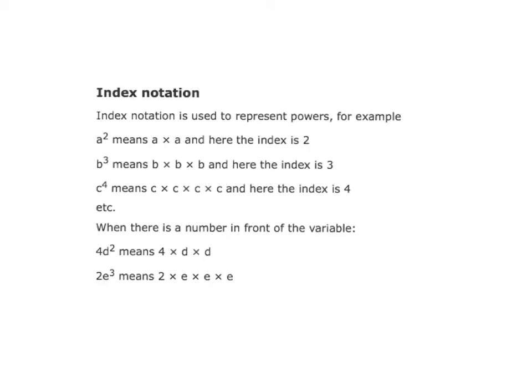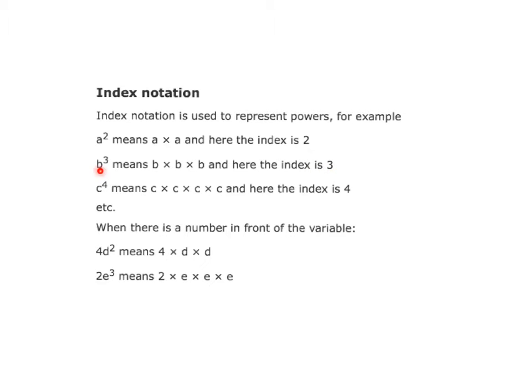Index notation is used to represent powers. So, for example, a to the power of 2, which we often call a squared, means a times a, and the index is 2. B to the power of 3, which we might say as b cubed, means b times b times b. So the index is 3.